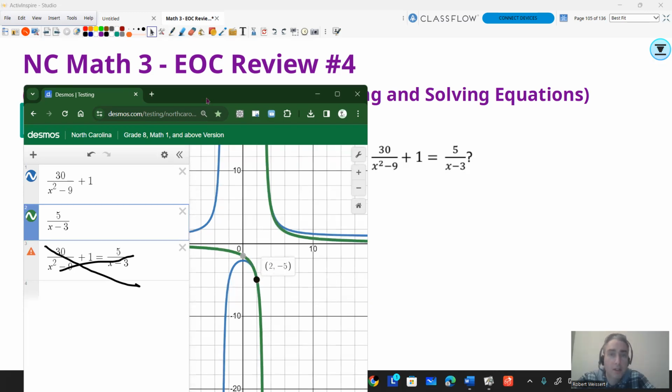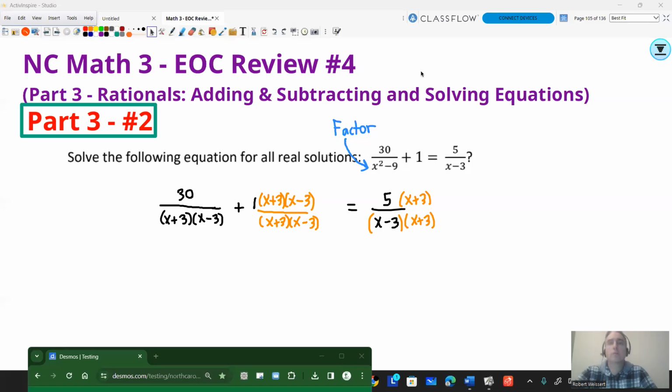Now here's how you get the solution by hand. All right, first you're going to need to factor that X squared minus 9. That turns out to be X plus 3, X minus 3. That's a difference of 2 squares. So you have to know that factoring first.